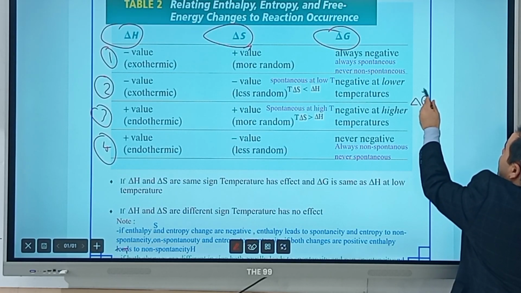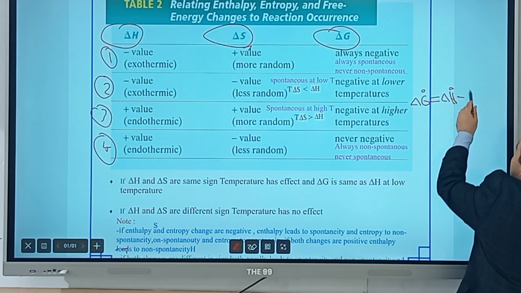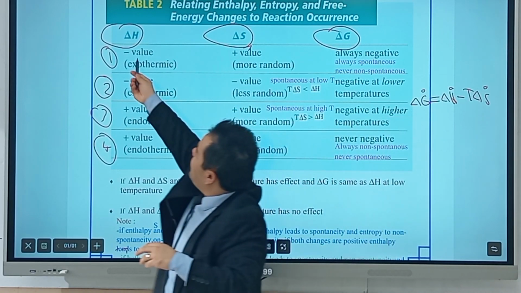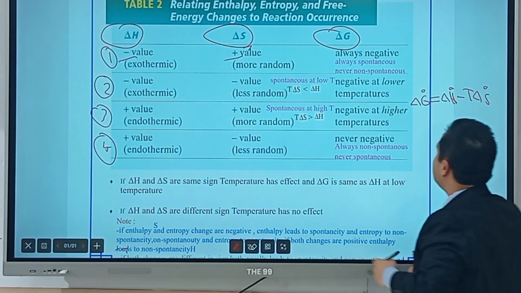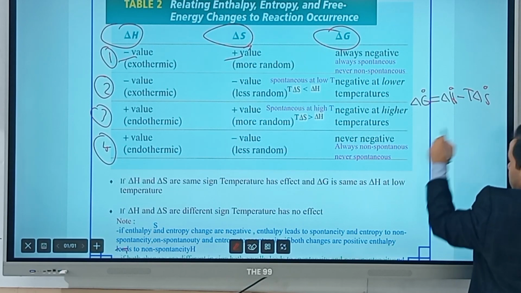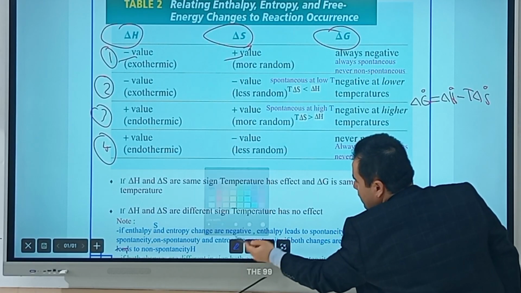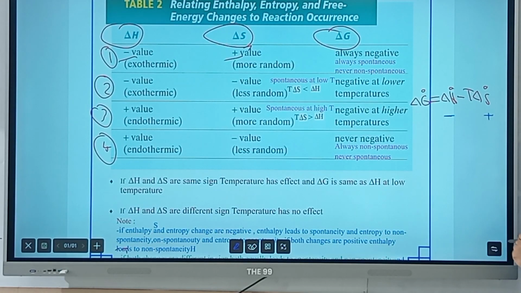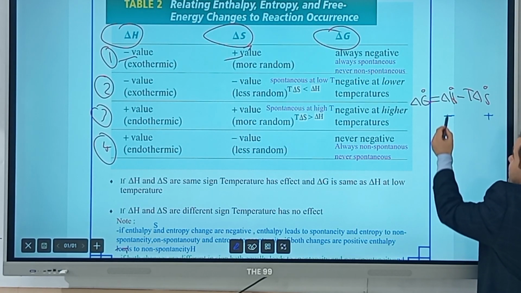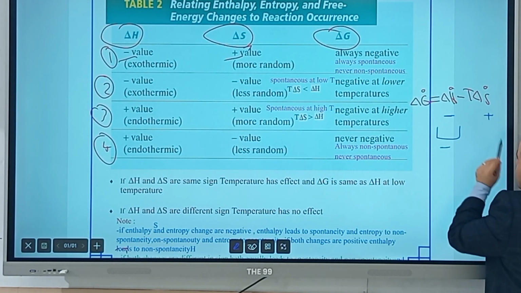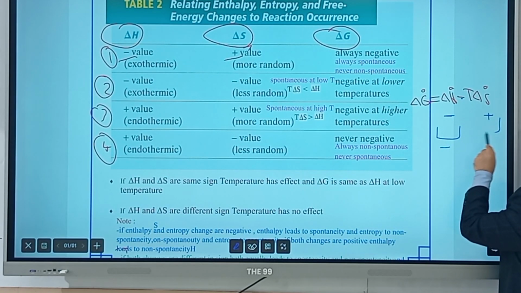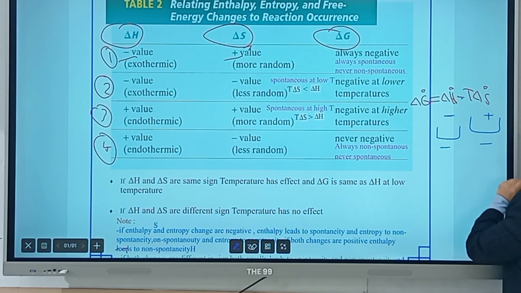Write the equation first. Delta G is equal to delta H minus T delta S. Just take the signs, negative and positive. So here, negative enthalpy and positive entropy. The enthalpy is negative, you know that. But the sign of the entropy is positive, so minus T delta S is negative. Negative multiplied by the positive, we have a negative also.